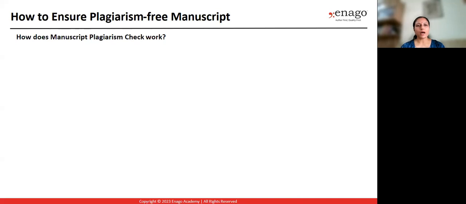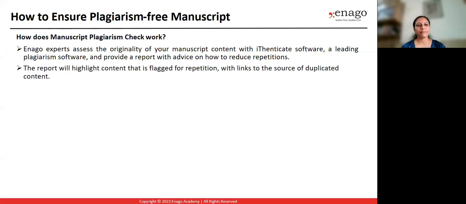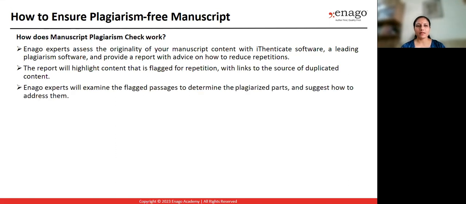Let us also look into how the manuscript plagiarism check works. The Enago experts assess the originality of your paper's content with the Authenticate software, which is a leading plagiarism software available for researchers. They provide a report and advise the authors on how they can reduce the repetitions in the text. The report will highlight content that is flagged for repetition with links to the source of duplicated content. The experts will also examine the flagged passages to determine the plagiarized parts and suggest to the authors how they can address them.